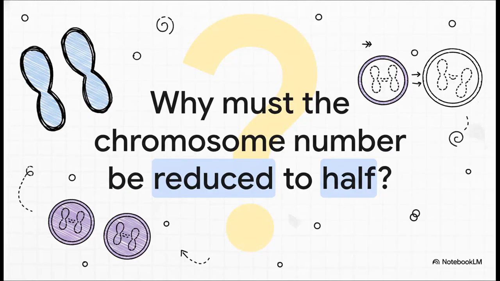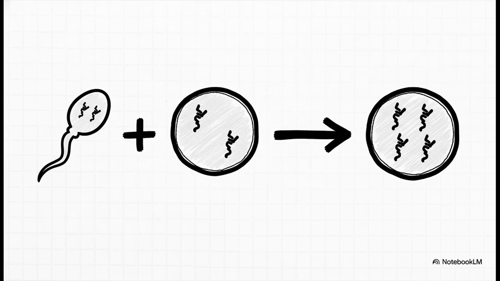This leads us to a very logical question, doesn't it? Why must the chromosome number be reduced to half in these gametes? Just take a moment to think, what would happen during reproduction if it was not halved? The reason is very simple and logical. During fertilization, a sperm cell from the father combines with an egg cell from the mother. Now, because each gamete has half the chromosomes, when they combine, the new offspring gets the correct full number. This simple step ensures the chromosome number for a species remains the same generation after generation.